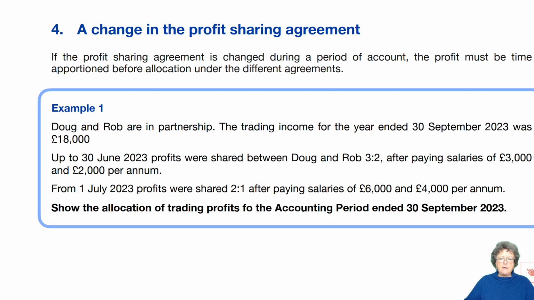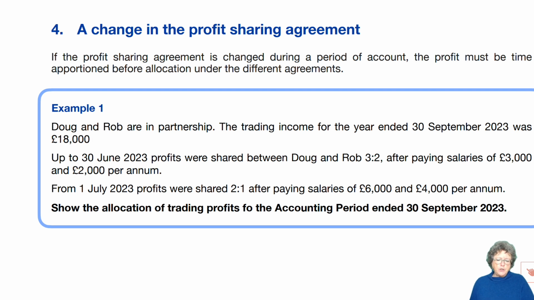Now, if there is an alteration to the profit sharing agreement, then you are going to have to allocate that bucket perhaps between two periods of time, and we're going to have a look at what that looks like with example number 1. So Doug and Rob are in partnership. Their trading income is for the year ended 31st of September. Now, I did say earlier about it being March, but this is purely for allocating profits, and therefore the date really doesn't matter. It's the principle that matters as to how you would do this.